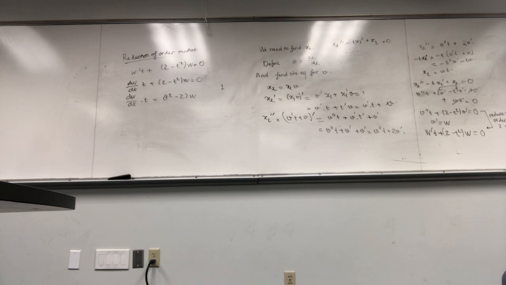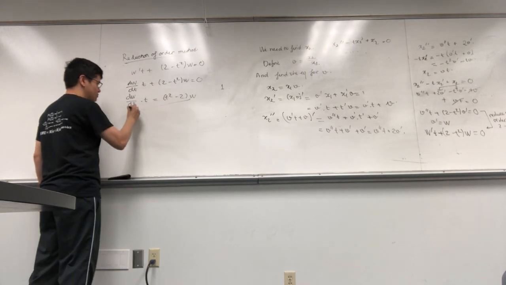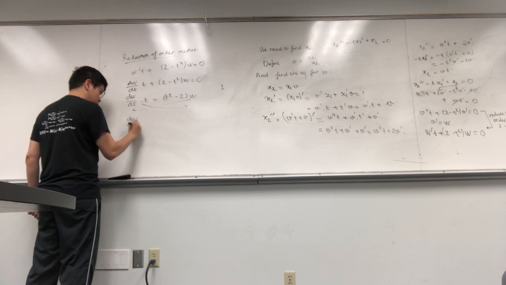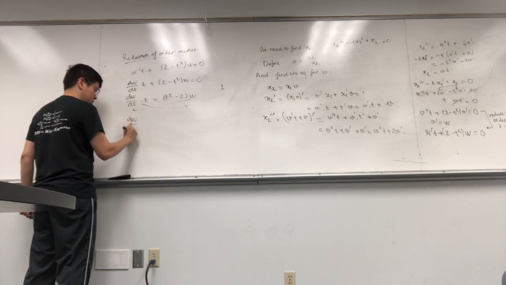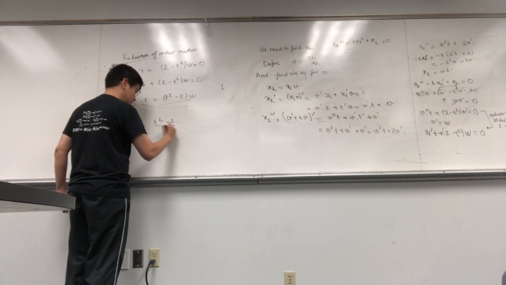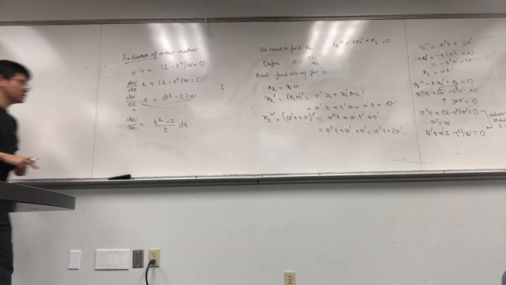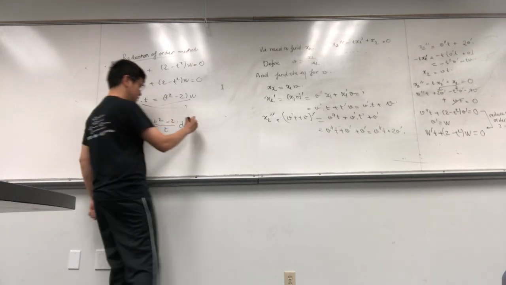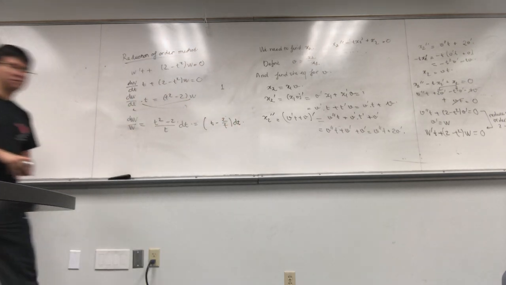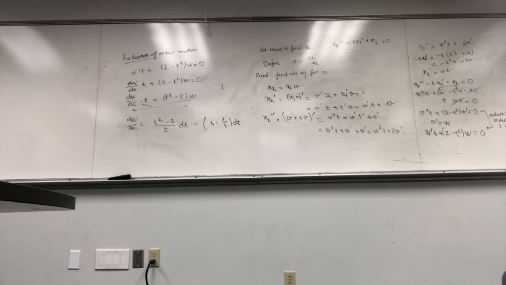You can move the w to the left side and then divide by t to move the t to the other side. Yes. So I put w here and I put all of the t there. So I have dw over w is t squared minus 2 over t dt, right? So what should I do now? Integrate.